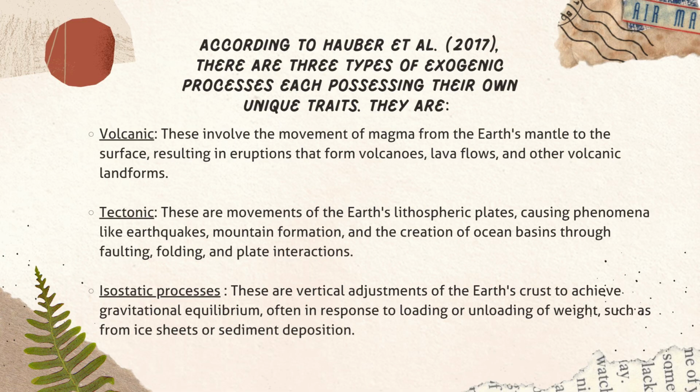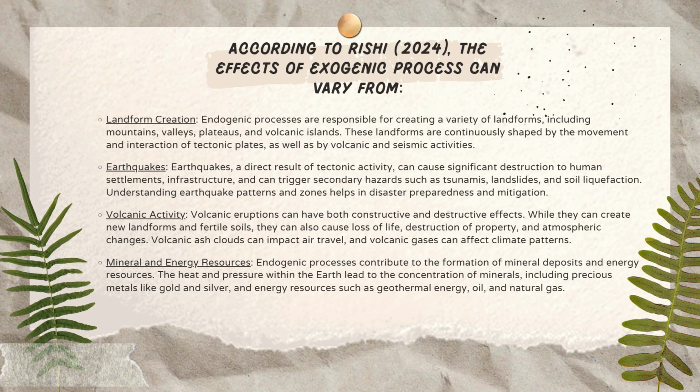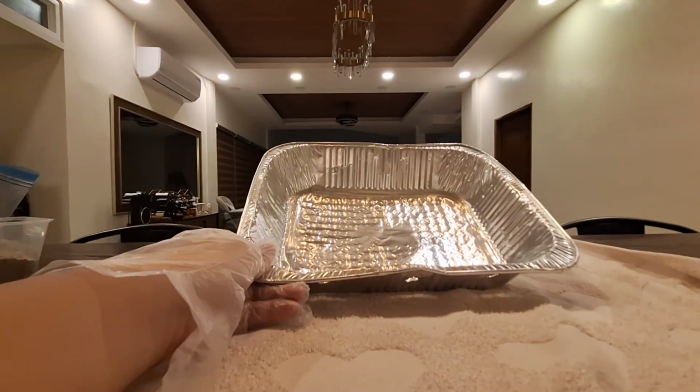Exogenic processes like volcanic eruptions, tectonic shifts, and isostatic adjustments create dynamic landscape, forming mountains, valleys, and islands. They also lead to earthquake and volcanic activity which can be destructive yet shape the earth. Endogenic processes also form valuable resources like minerals and geothermal energy. Understanding these forces helps us prepare for natural hazards while leveraging Earth's resources sustainably.